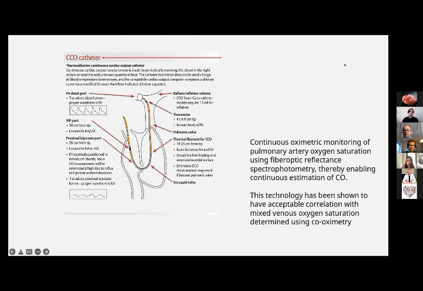And you also have the continuous oximetric monitoring that can happen using fiber optic reflectance spectrophotometry. That also is another method to continuously estimate the cardiac output.